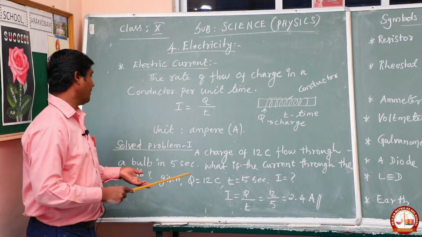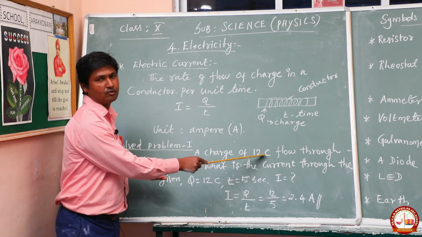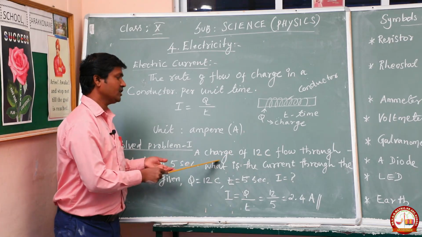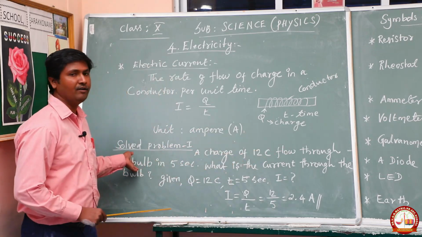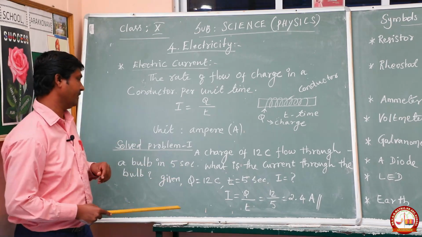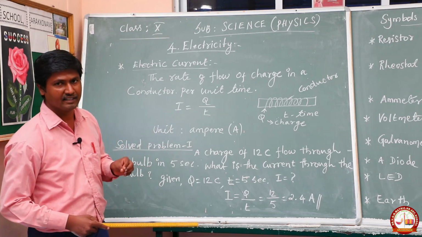Based on this, a solved problem: a charge of 12 C, C means coulomb, the charge unit. 12 C flows through the bulb in 5 seconds. What is the current through the bulb?